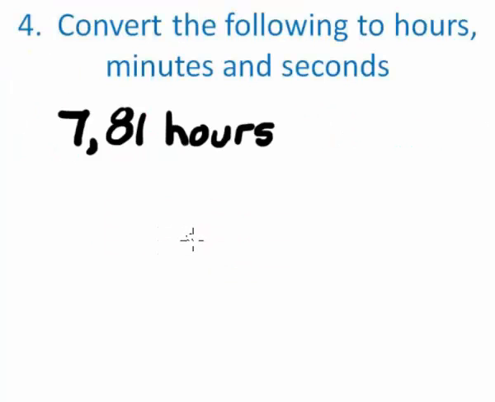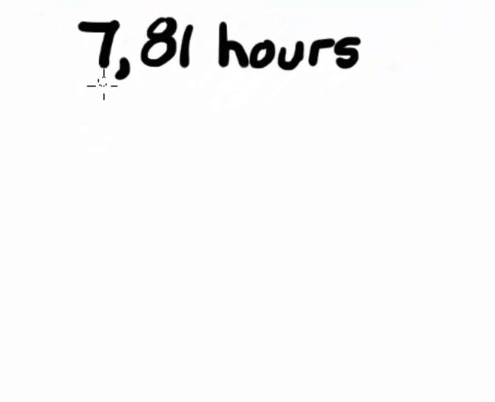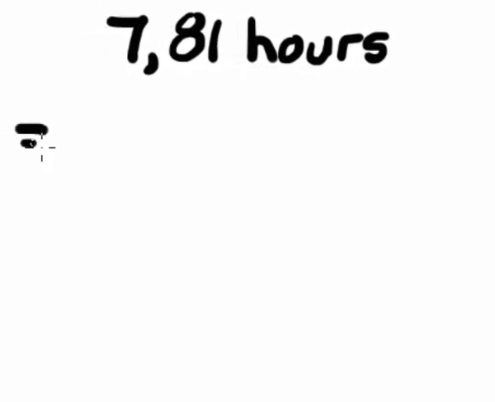Another calculation that you have to be able to do is convert given hours to hours, minutes, and seconds. You do sometimes get told in a question to write your answer in terms of that. So let's have a look at what we've got here. We've got 7,81 hours. So the hour part is obviously easy. So we're going to say, okay, this is going to be 7 hours.